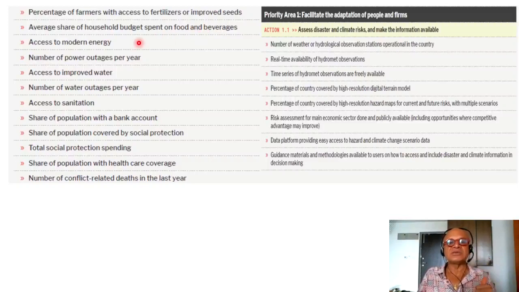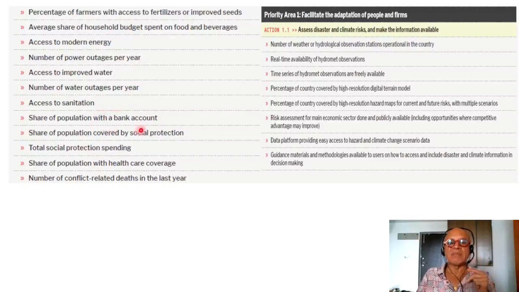Access to modern energy is very important. Number of power outages per year is complicated, because even in a city like Mumbai, if you look carefully at where the power outages happen repeatedly, there seems to be some link to how rich that neighborhood is. So it's this one within one city. So rich people may be protecting themselves better in terms of power outages. Access to improved water, a very good indicator of the Human Development Index. Number of water outages per year can be a serious problem. Access to sanitation can relate to health and productivity.